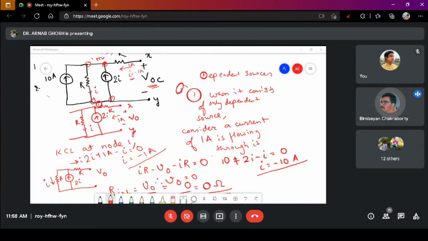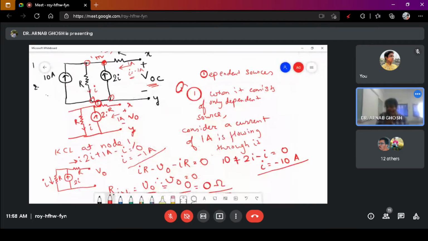Which node, sir? Yes. See this node itself. You have only one node here basically. This is one common node. So one current is leaving here. You can consider this node as well. You do not need to consider this node.